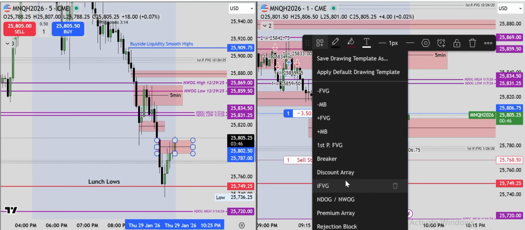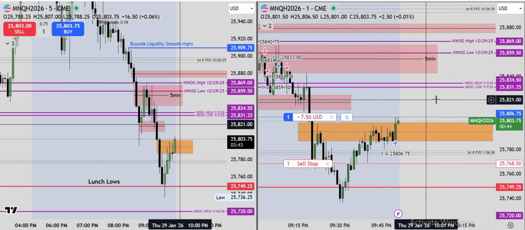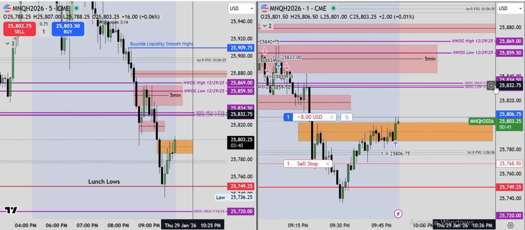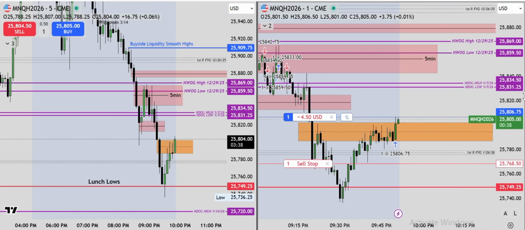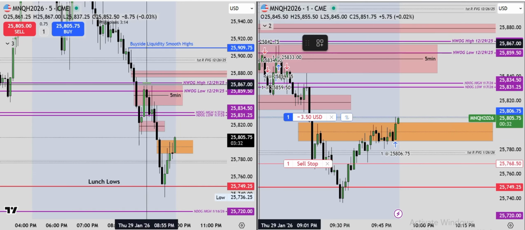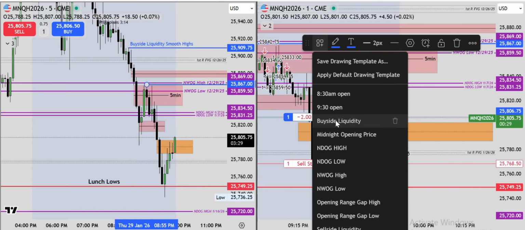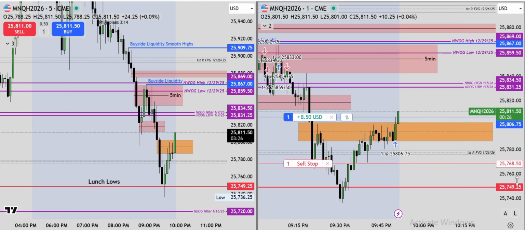Speaking of relative equal highs, I have them labeled. I'll label them in a second. They're right above that where I had that 5-minute fair value gap, right near those old set of new week opening gap highs. I know it's a lot. This is kind of busy on my chart. There's a lot going on.